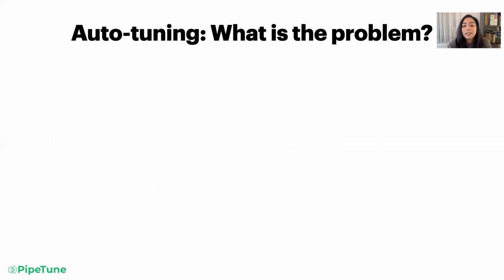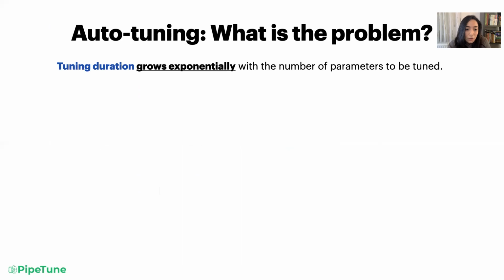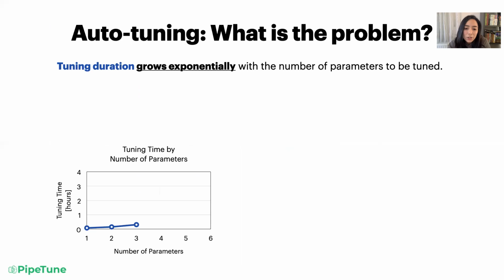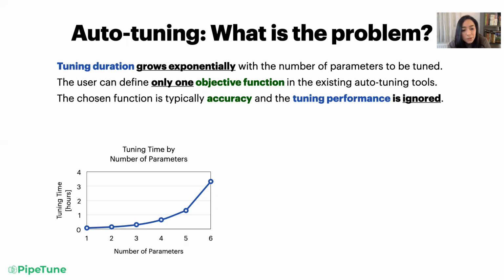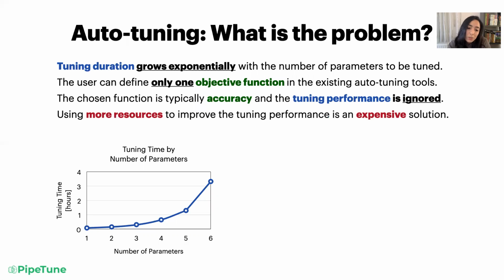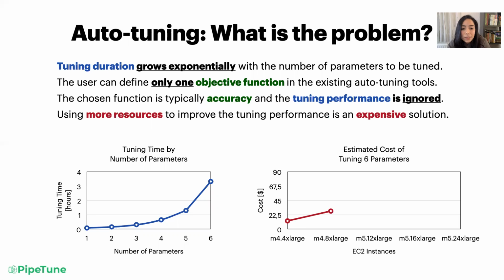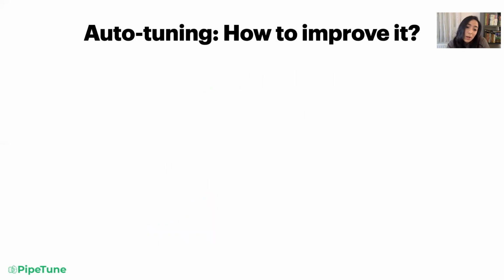Now the first question that we can ask is, what is the problem in the existing auto-tuning alternatives? First of all, the tuning duration grows exponentially with the number of parameters being tuned. Second, the user can only define one objective function, which typically is accuracy, and the tuning performance is therefore ignored. One way to mitigate this problem could be by using more powerful machines, but the more resources we have, the more expensive it gets, so this is not always the most feasible solution.